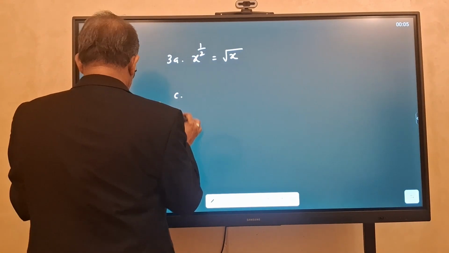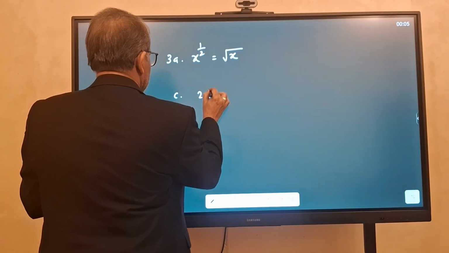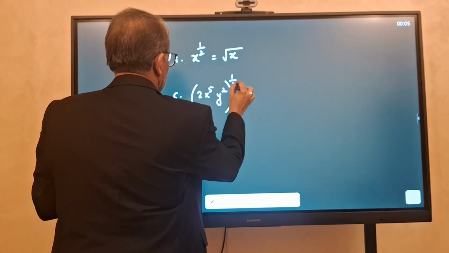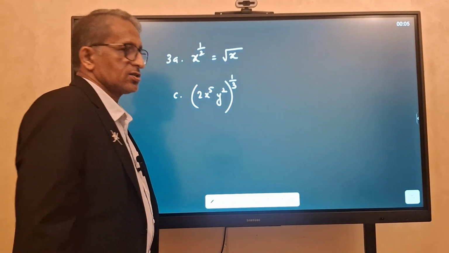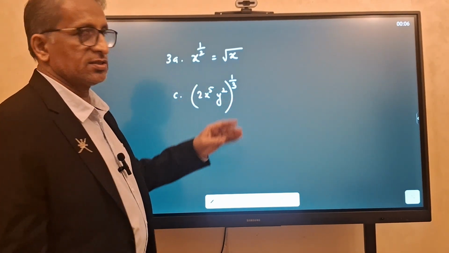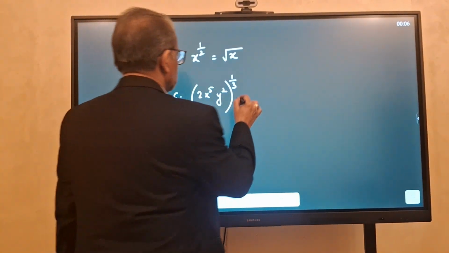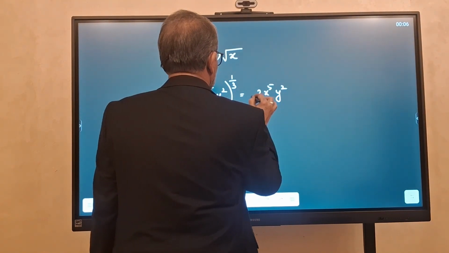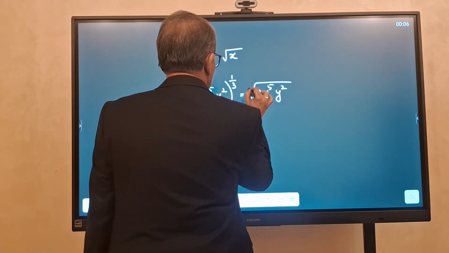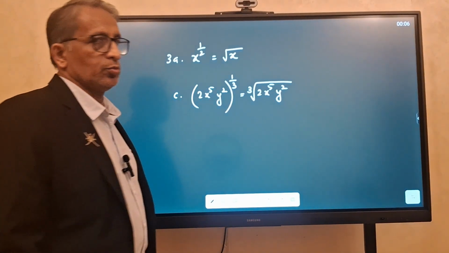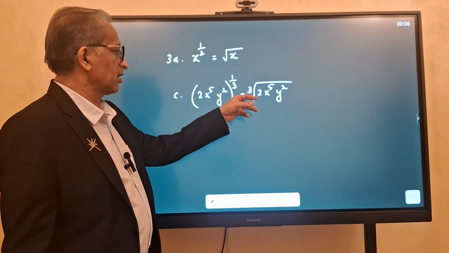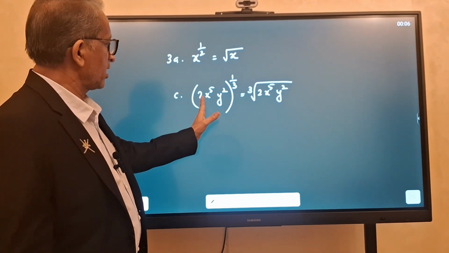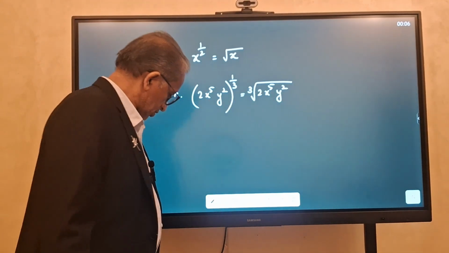3c, 2x5 y square power 1 by 3. This is given in rational expression. I will write this as a radical. How? 2xy square, the cube root, because for 1 by 3 I write 3, and for 1 by 2 don't write 2. So this was rational, and this is the radical expression.